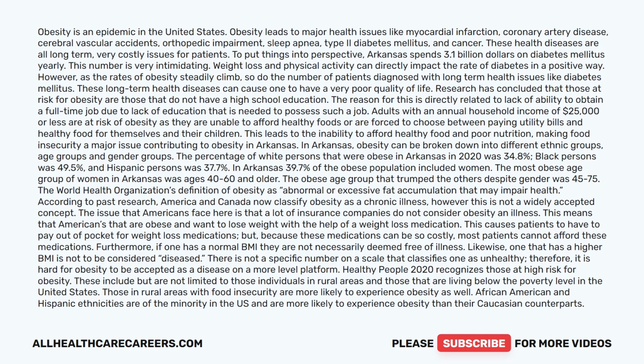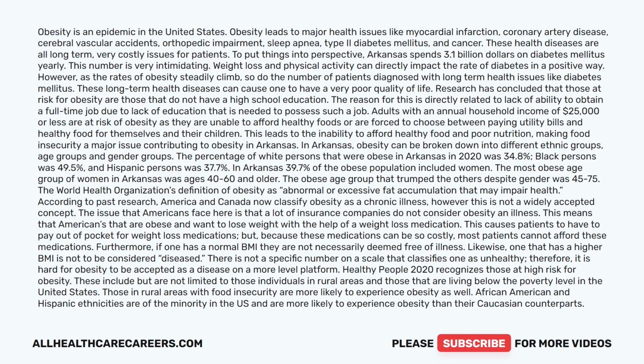The World Health Organization defines obesity as abnormal or excessive fat accumulation that may impair health. According to past research, America and Canada now classify obesity as a chronic illness. However, this is not a widely accepted concept. The issue that Americans face here is that a lot of insurance companies do not consider obesity an illness. This means that Americans that are obese and want to lose weight with the help of a weight loss medication have to pay out of pocket. But because these medications can be so costly, most patients cannot afford them.